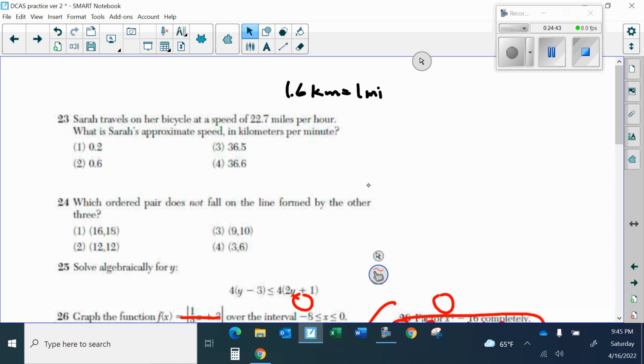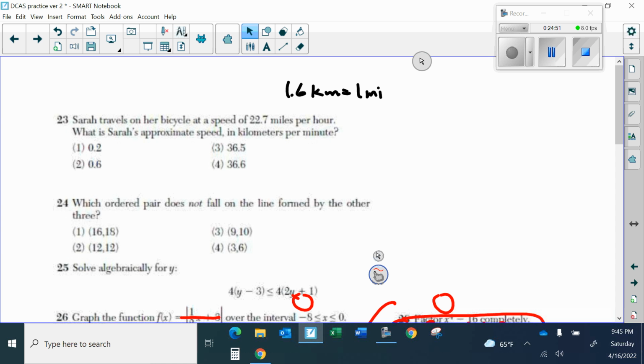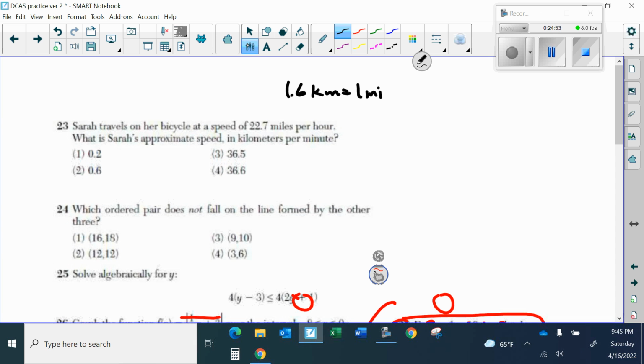All right, so if we did 22.7 times 1.6, oops, change it to that, times the 22.7. You get that answer. Okay, and then since it's by minute, this is an hour, so we have to divide by 60 after that. Change it to minutes, and that's going to be whatever that decimal comes out to be. Okay, so I have 22.7 times 1.6.